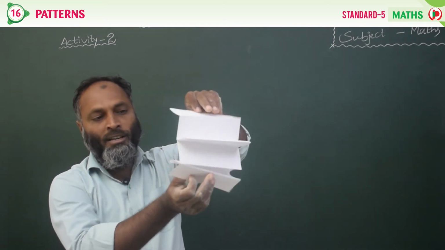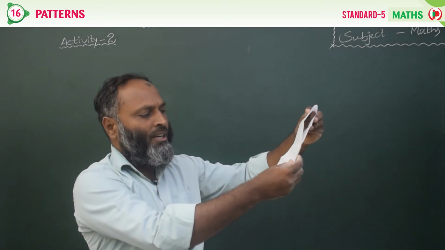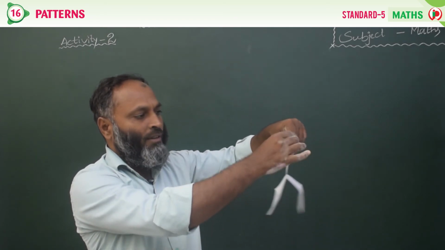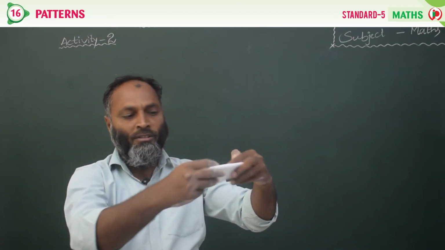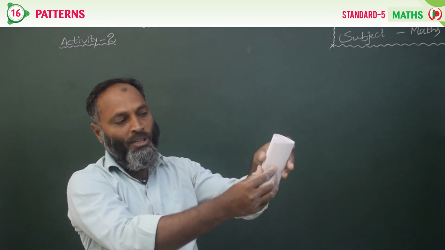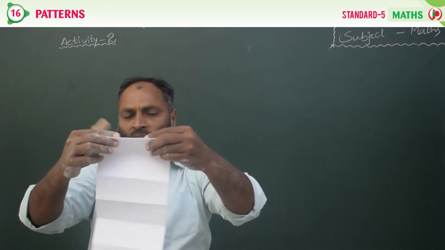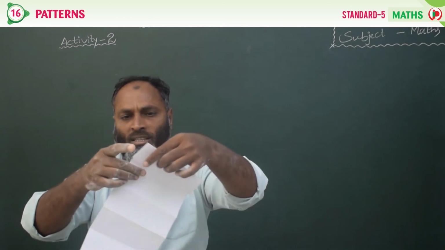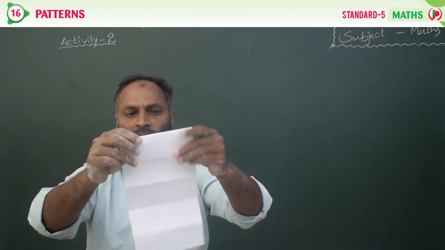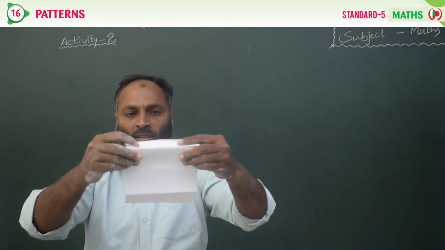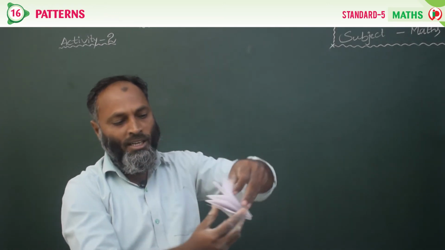So first what we did, we took a sheet of paper. Then we folded it into two equal halves. Again one more time we fold it into equal halves. Again we fold it into two equal halves. Then after that open this sheet of paper. Then you fold it in zigzag way. One front side, back side, front side, back side, front side, back side, front side, like this. In this way you fold it in zigzag way.